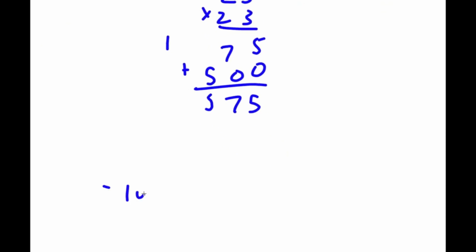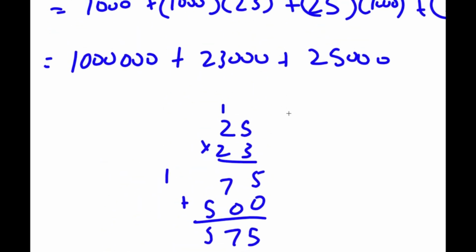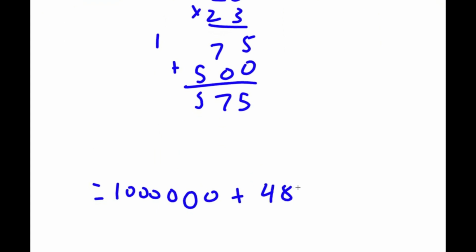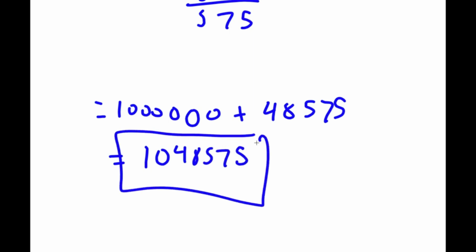So I have 1 million plus 23,000 plus 25,000, which is 48,000, plus 575, which is 48,575. So if I add these two, I get 1,048,575. So this is my answer.